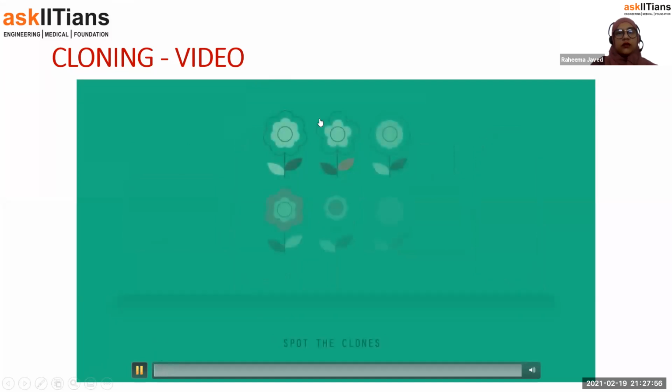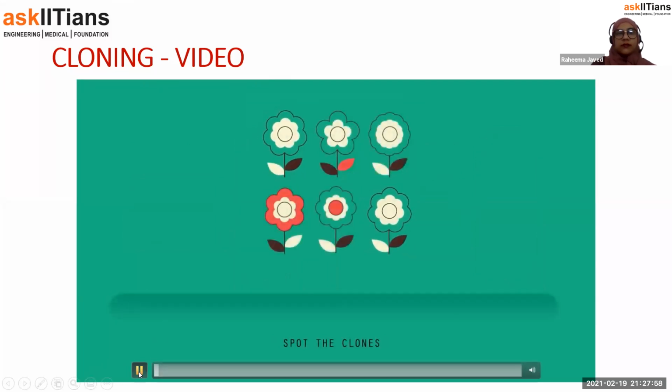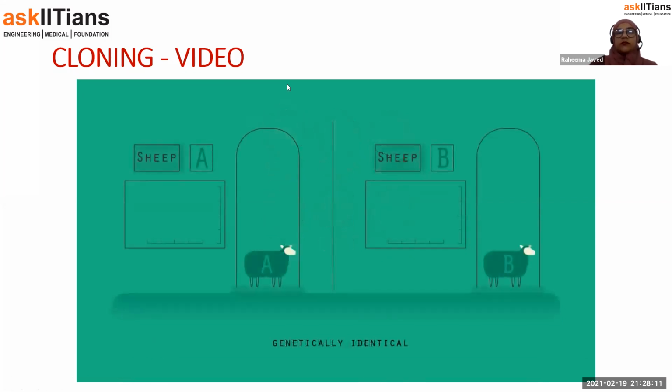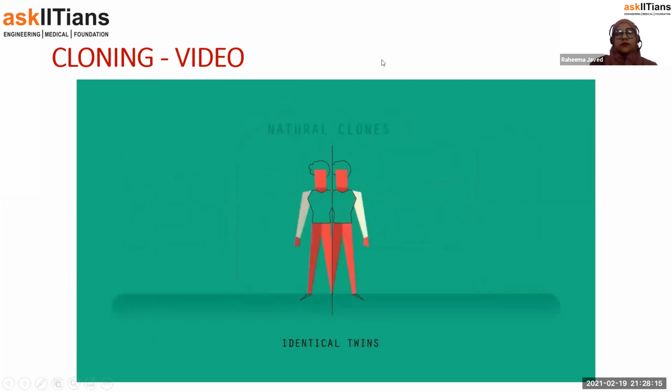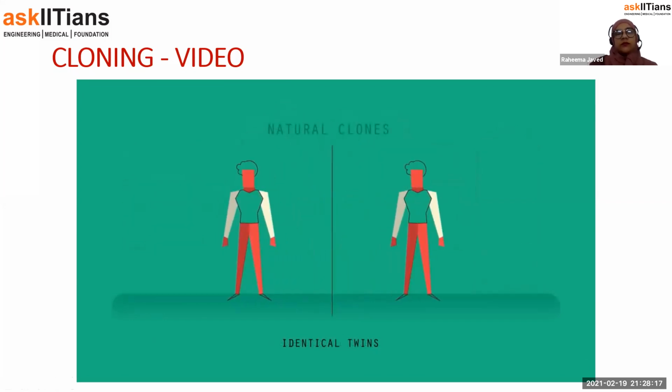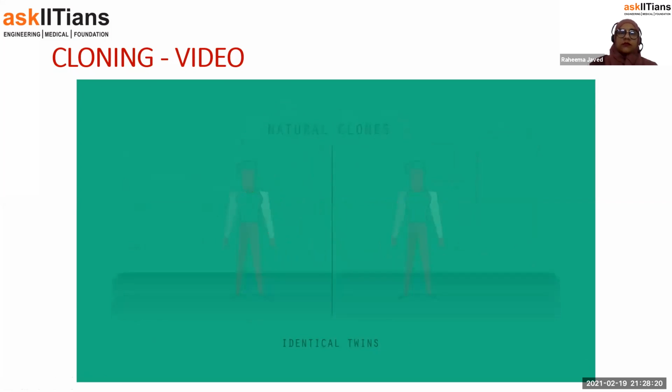Spot the two clones. When we talk about clones in science, we mean organisms that are identical copies. They have the same DNA as each other. Identical twins are examples of naturally occurring clones. Both plants and animals can be cloned.